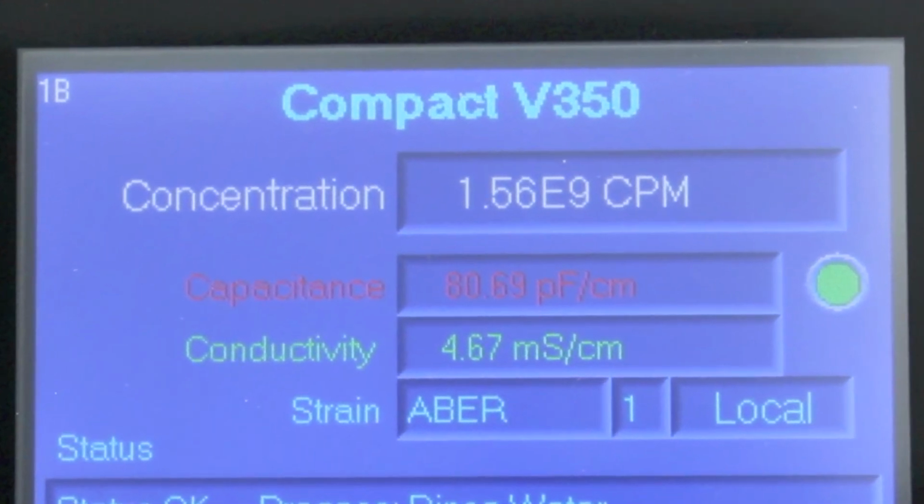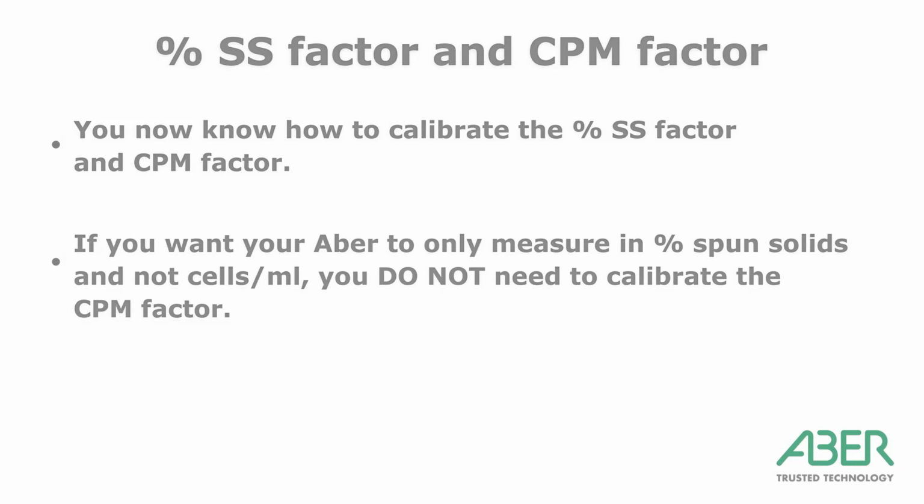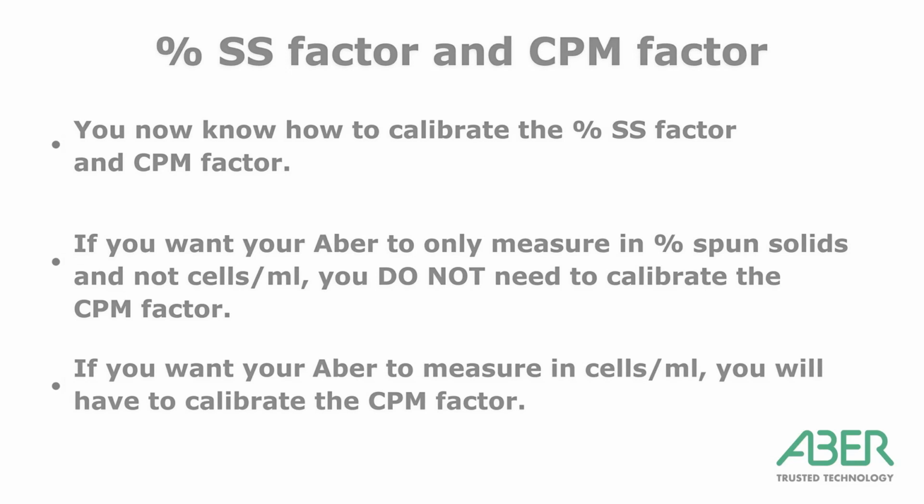So your compact system is now calibrated for the Aber yeast strain and can remain so for a long period of time. I've now shown you percent spun factors and CPM factor calibration, but it's worth noting that depending on your brewery and your particular situation, you might not be working in cells per mil. In which case, you can stop the calibration at the percent spun solids factors, and in the V50 menu system choose to run the instrument in percent spun solids.